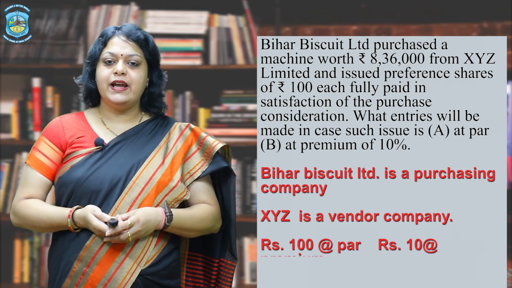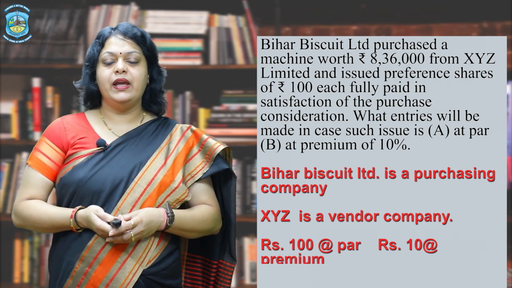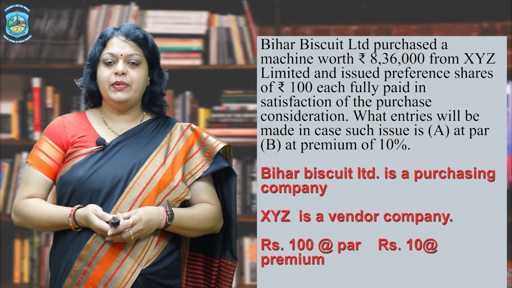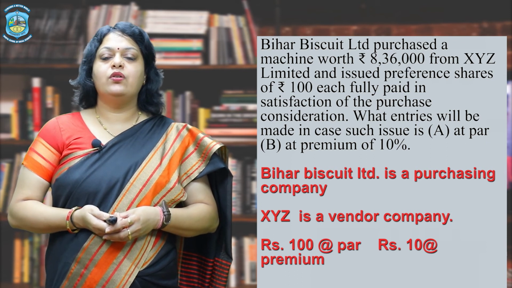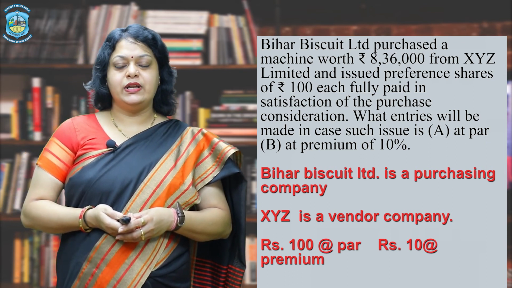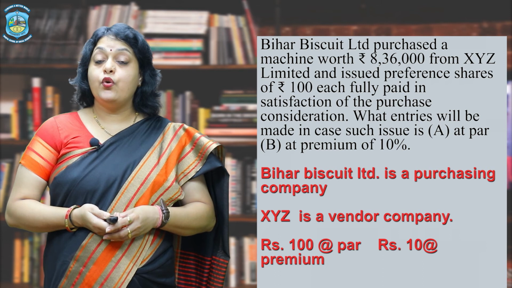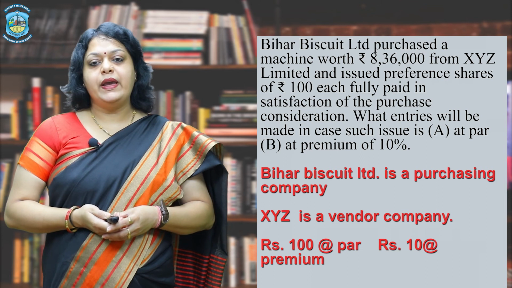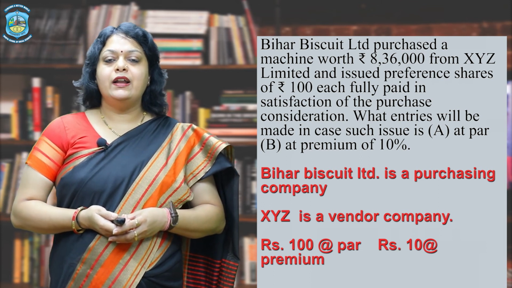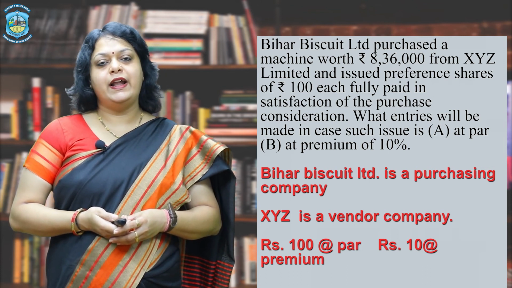So, I think you understand the question first. Bihar Biscuit is a purchasing company and XYZ is a vendor company. So, Bihar Biscuit company has received the machine from XYZ company at a cost of 8,36,000, and against this 8,36,000 Bihar Biscuit is going to give the shares to XYZ company at the rate of 100 rupees. This is the par value, and at a premium of 10%, 10% of 100 rupees is 10 rupees. So, 110 is the total amount. So, let us pass the journal entries.